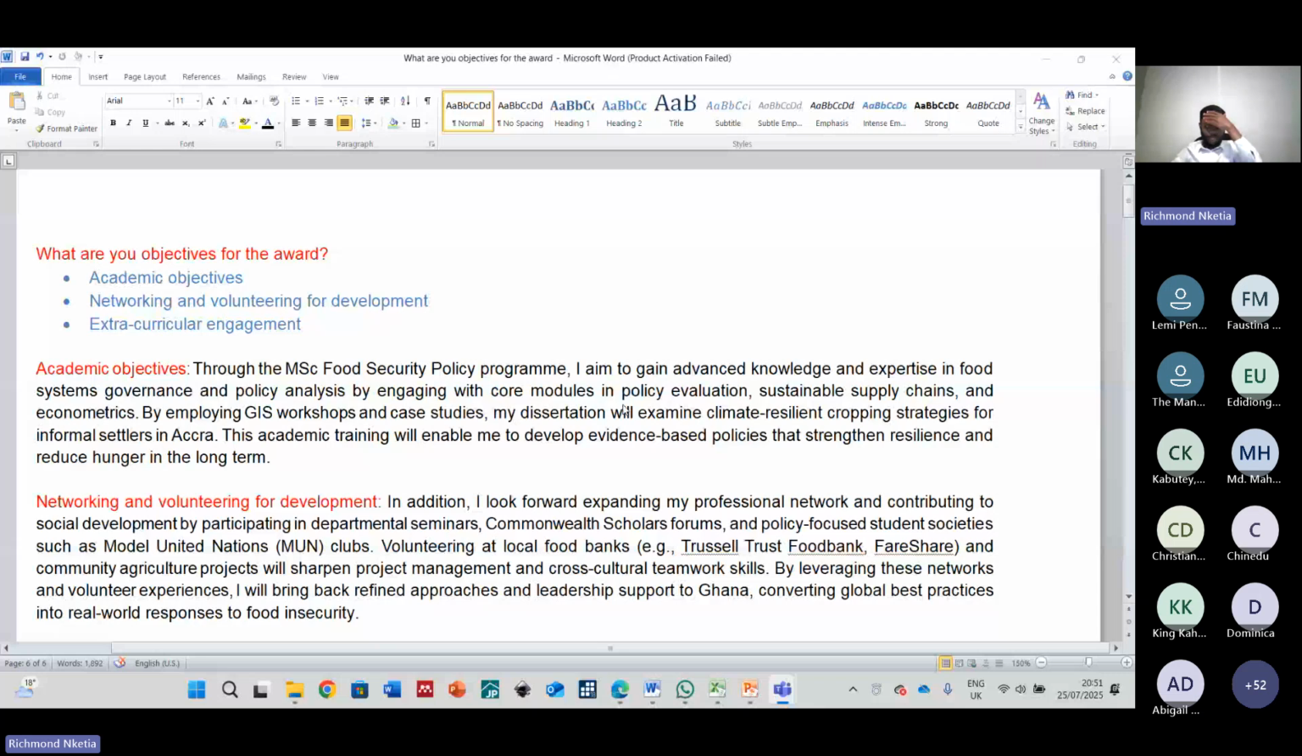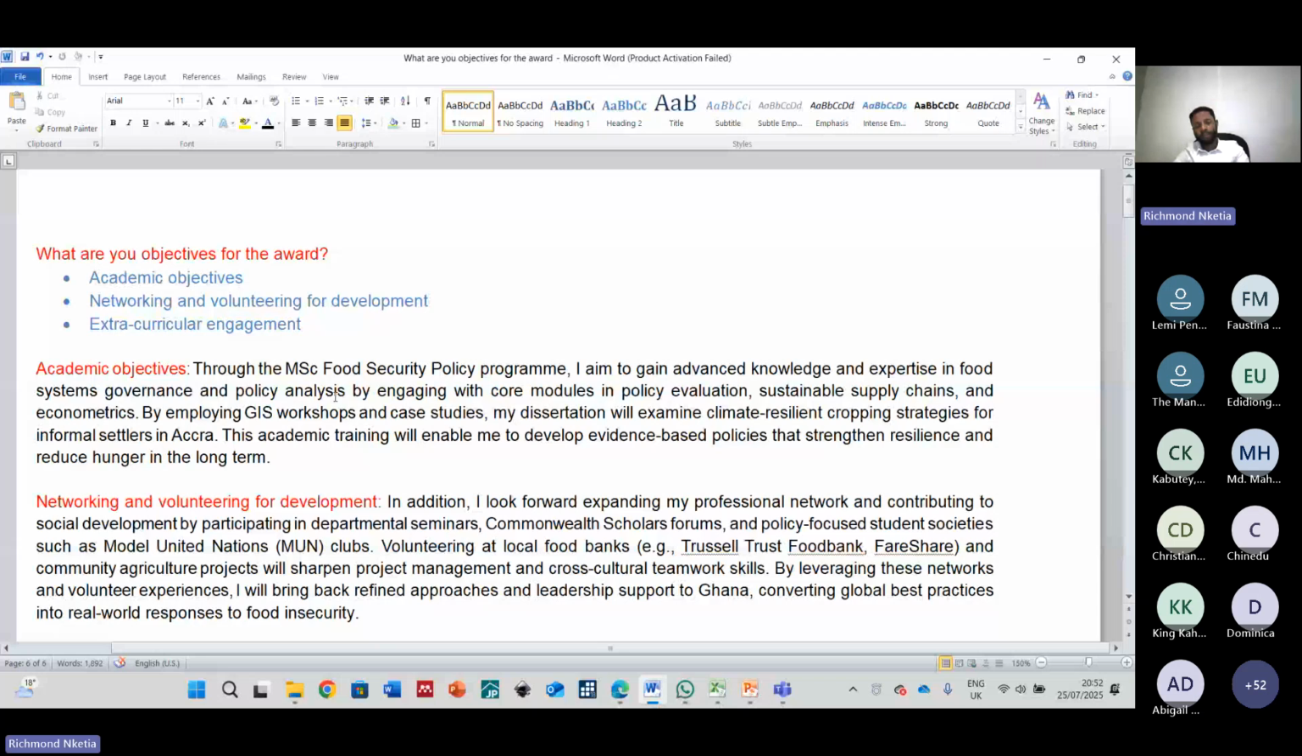Okay, so the next question is, what are your objectives for the award? So what are your objectives for the Commonwealth Scholarship? In answering them, you break them down into three: academic objectives, which comes first, networking and volunteering for development, which follows, and then extracurricular engagement.